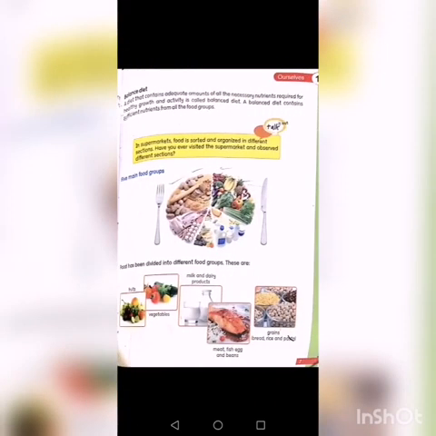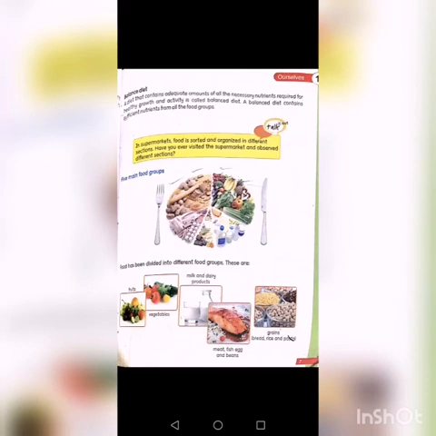So move to page number 7. Balanced diet. So what is a balanced diet? A diet that contains adequate amounts of all the necessary nutrients required for healthy growth and activity is called a balanced diet. A balanced diet contains sufficient nutrients from all the food groups.